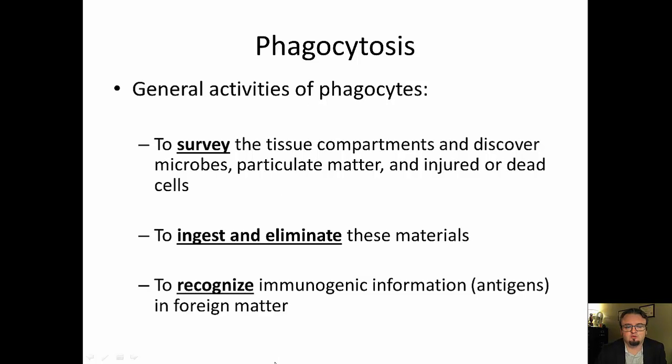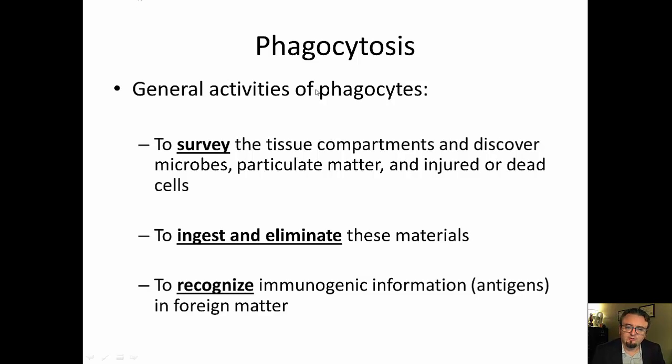Now, as a whole, each one has really three general things that it's doing. And the first is surveying, and this is where the self versus non-self determination comes in. So they're surveying the body, and they're looking for anything that is determined to be non-self. And if it matches this non-self description, then they will start to phagocytize it.